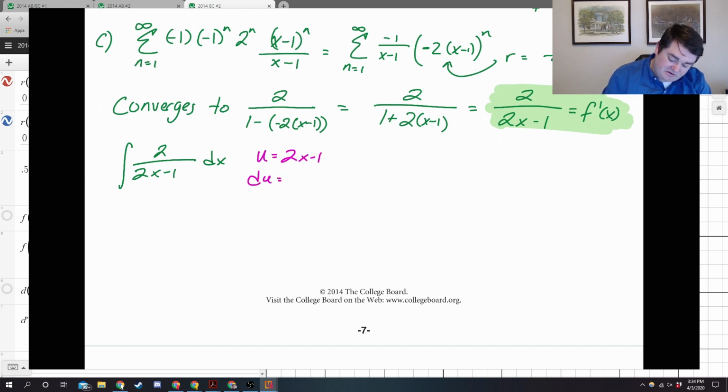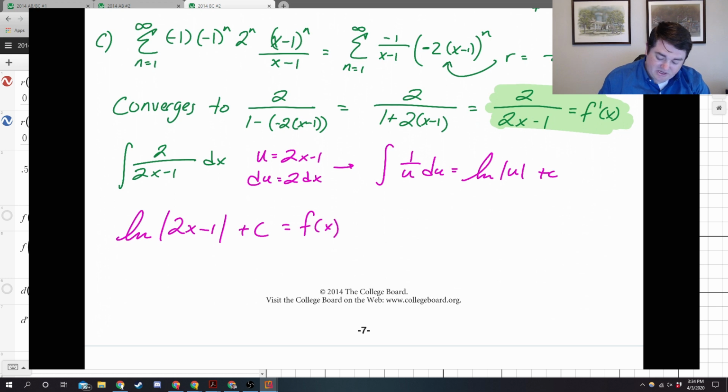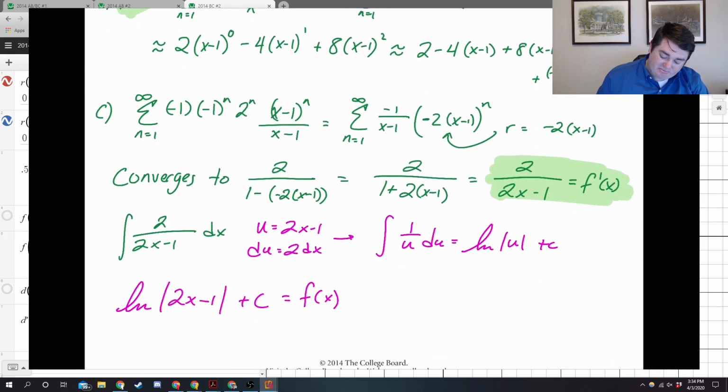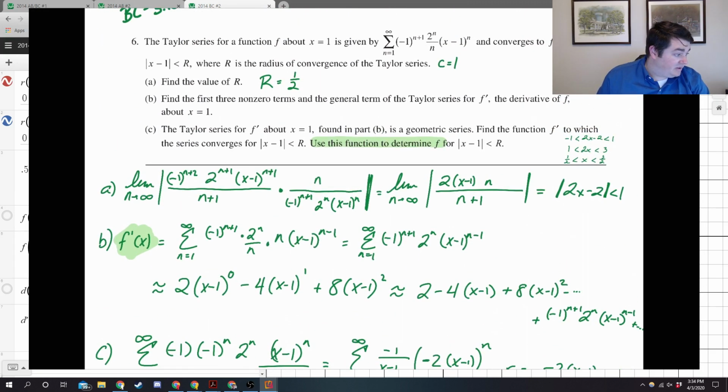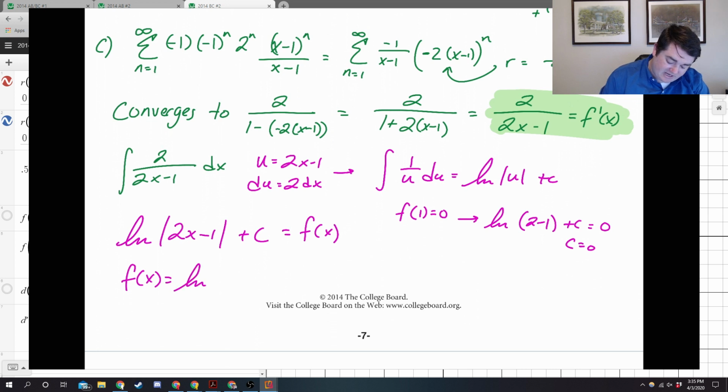U is 2x minus 1, du is 2dx. So I've got the natural log of the absolute value of 2x minus 1 plus c as my f of x. And because I have an initial condition, when I plug in 1, I should get 0. So natural log of 2 minus 1 plus c is 0. Natural log of 1 is 0. So c is 0. So f of x is the natural log of the absolute value of 2x minus 1.